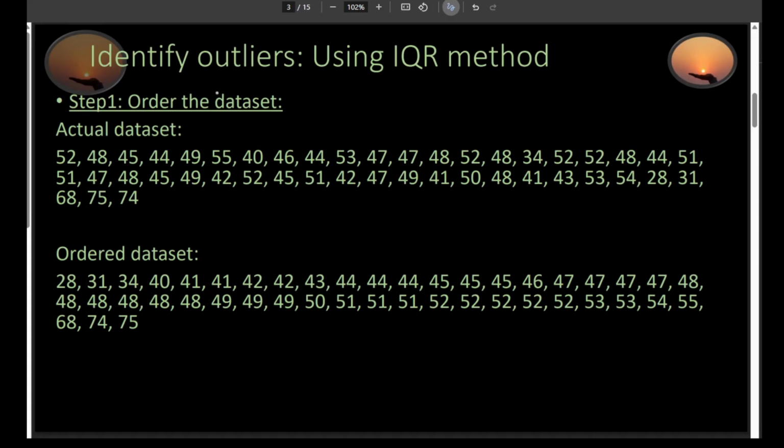Now let's try to identify outliers. Let's see a method that you can use to identify outliers. This is called the interquartile range method. The first thing you want to do is order your data set. So this is my actual data set right here, and I order it.